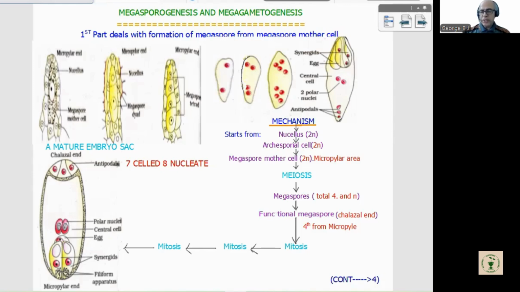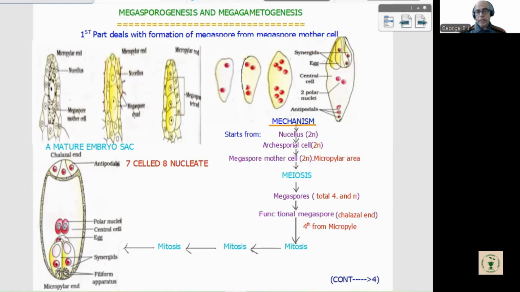In the megaspore mother cell, meiosis takes place. After meiosis, as usual, 4 megaspores will be formed, and all of them will be haploid. Among these 4 megaspores, only one may be functional, 2 can be functional, or all 4 can be functional. But commonly, only a single one will be functional, and that is towards the chalazal end. The functional megaspore will be at the chalazal end, that is, the fourth from the micropyle.